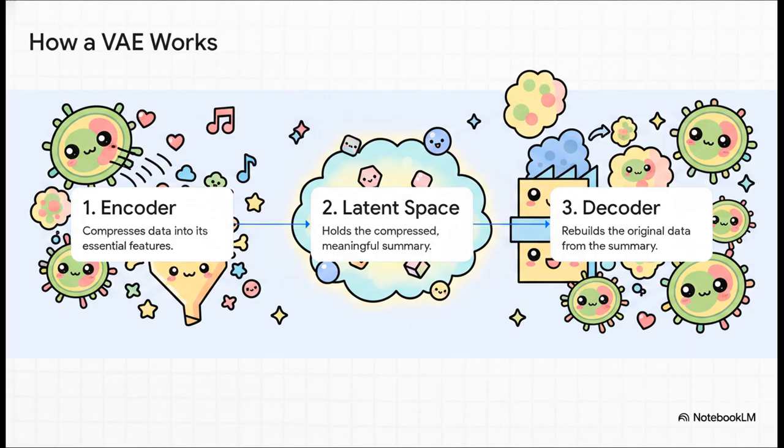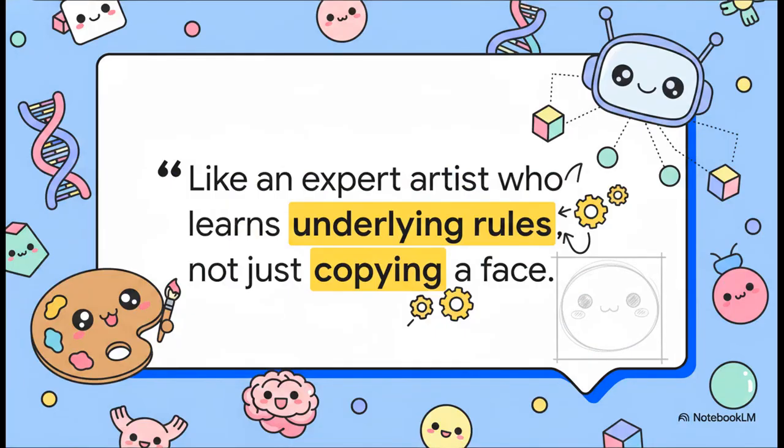Then a decoder has to take that tiny summary and try to rebuild the original complex data perfectly. And that is the really crucial part. See, to get good at this game, squeezing the data down and building it back up, the VAE can't just look for simple straight lines. It's forced to learn the real underlying rules of the data, all the complex curves and interactions, those non-linear patterns. It's kind of like an expert artist who doesn't just copy a face. Instead, they learn the deep rules of facial structure, which lets them draw that face from any angle. The VAE learns the sculpture, not just the shadow.